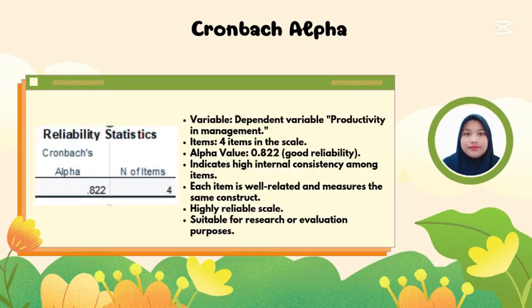Dependent variable is productivity in management and has 4 items in this scale. Alpha value is 0.822, a good reliability, indicating high internal consistency among items. Each item is well related and measures the same construct, a highly reliable scale.